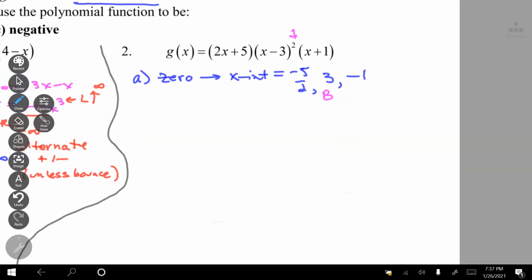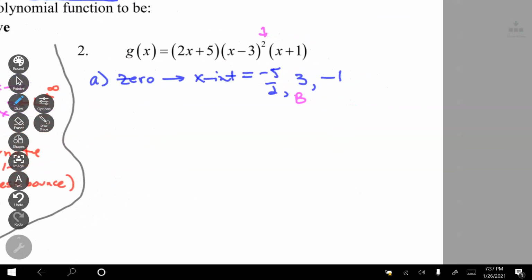And then I can go ahead and figure out what is the leading term. My leading term is going to be 2x times, the next one is x squared, and the last one is x. So my leading term is equal to 2x to the 4th. So I'm going to make my number line.